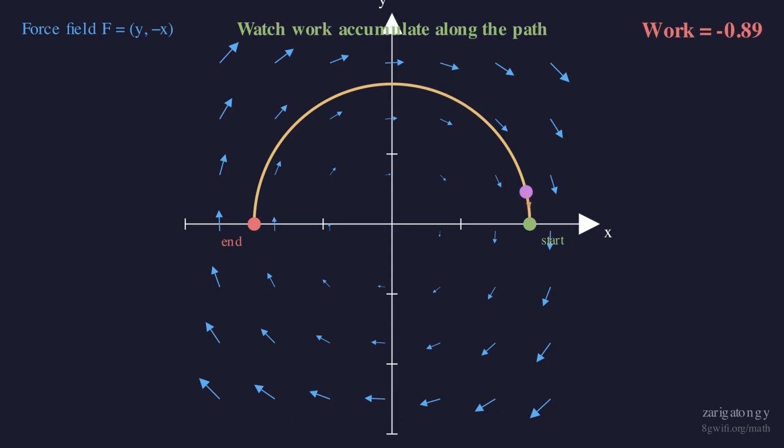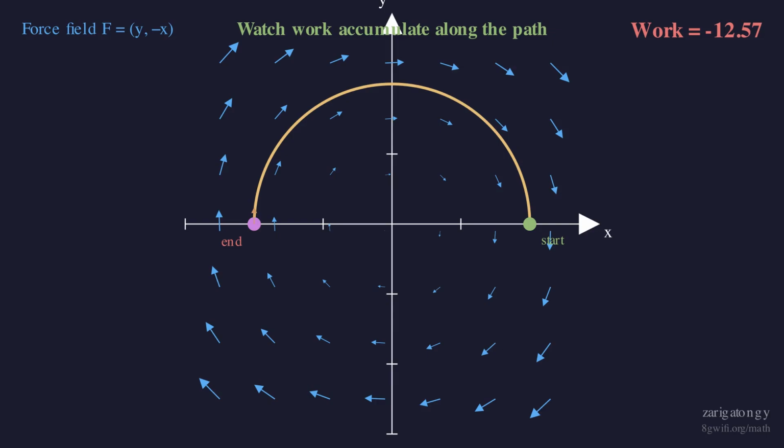Watch the dot travel along the semicircle. The orange arrow is the force at each point. The work readout accumulates in real time. Notice, the force opposes the motion the entire way. So the work is negative. The field is fighting the path.